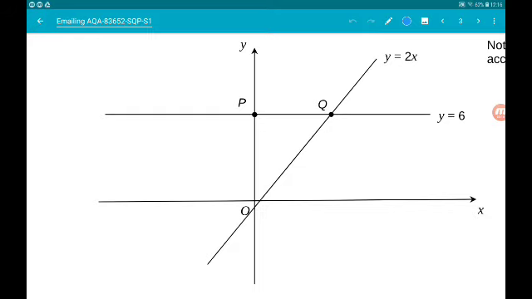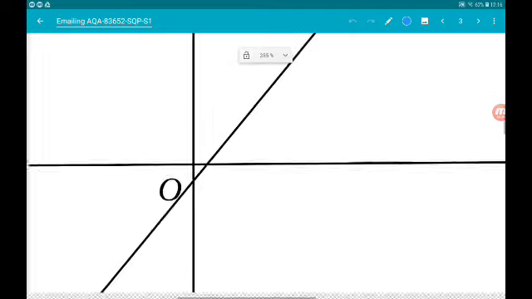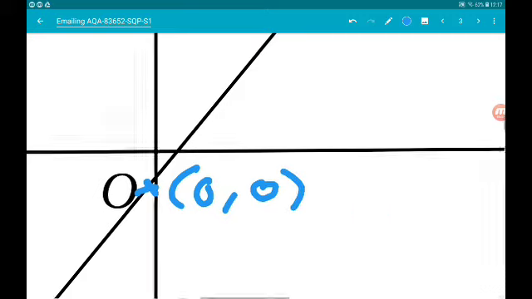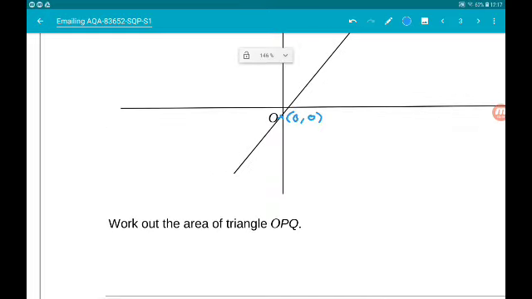The diagonal line is y equals 2x. y equals 2x crosses both axes at 0, 0. So this point here should be 0, 0. I suppose they get away with that because it's only a sketch. Now our mission is to work out the area of triangle OPQ.